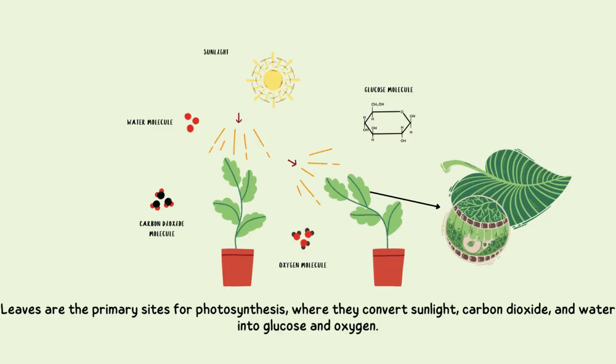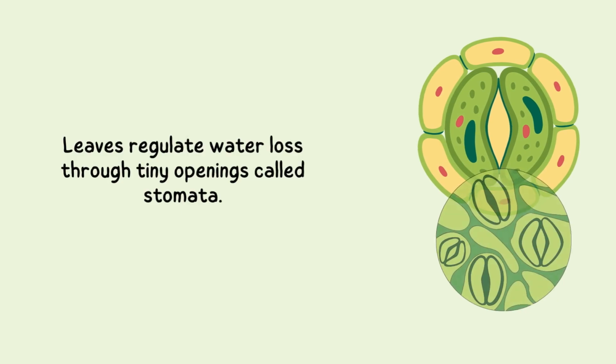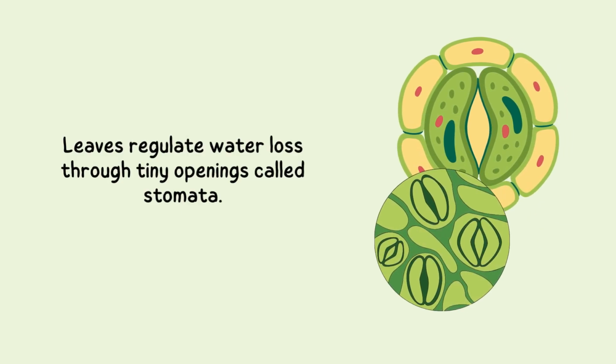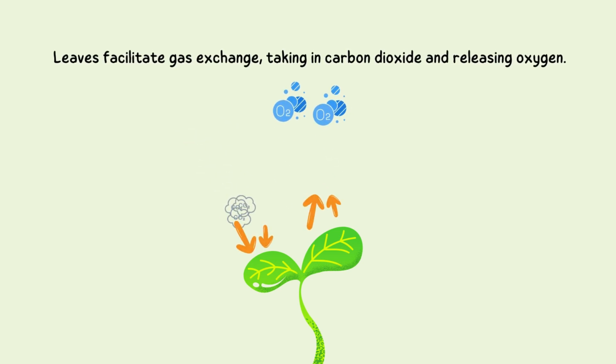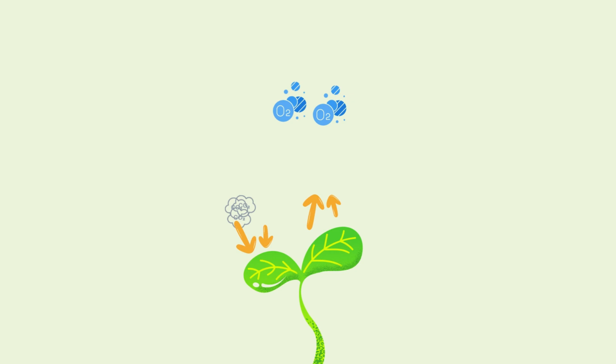Leaves. Leaves are the primary sites for photosynthesis, where they convert sunlight, carbon dioxide, and water into glucose and oxygen. They regulate water loss through tiny openings called stomata. Leaves facilitate gas exchange, taking in carbon dioxide and releasing oxygen.